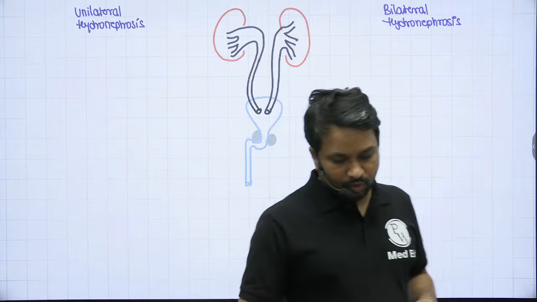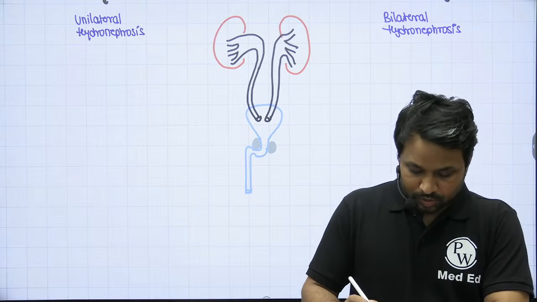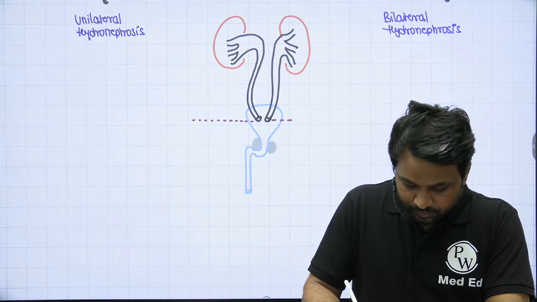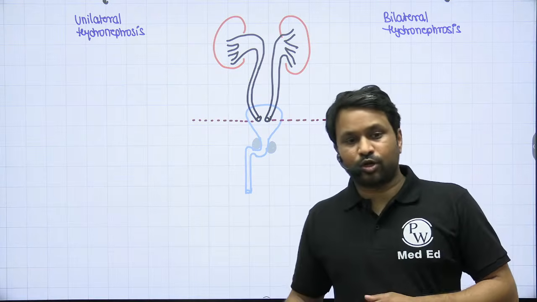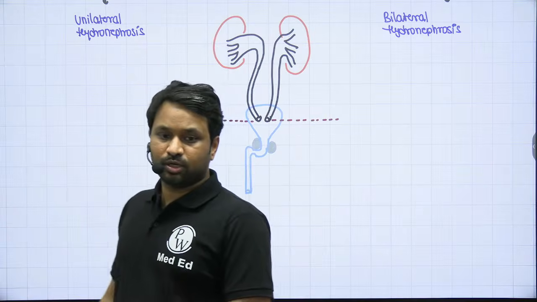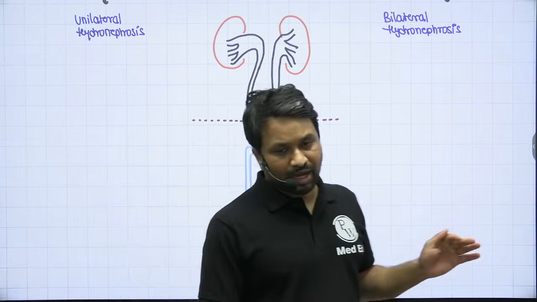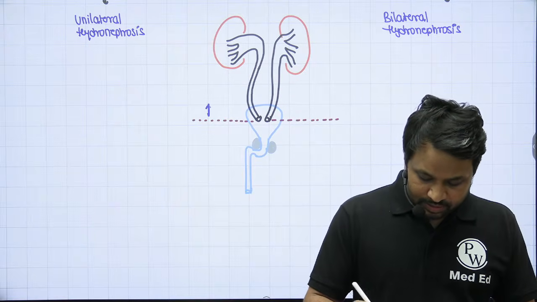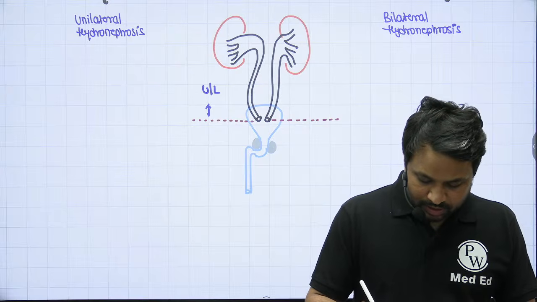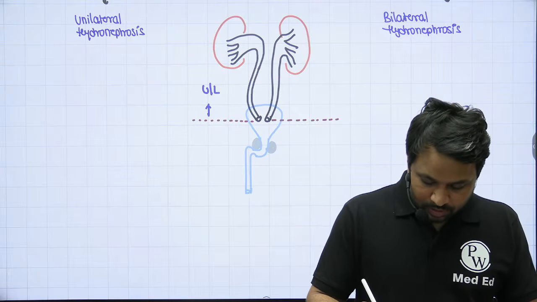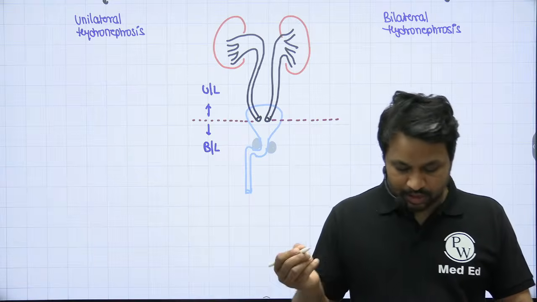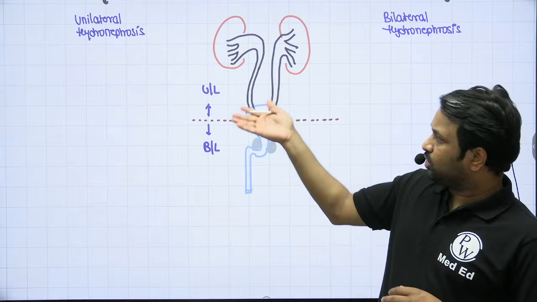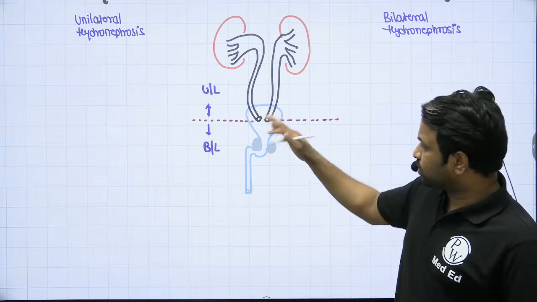Now all that you have to do is draw a line that passes through the ureteric orifice. Once you have this line, remember, any cause of obstruction that is above this line will result in unilateral hydronephrosis, and any cause that arises below this line will result in bilateral hydroureteronephrosis. Okay? So above this line, the cause will be unilateral, causing hydronephrosis. Below this, it will cause bilateral hydronephrosis.